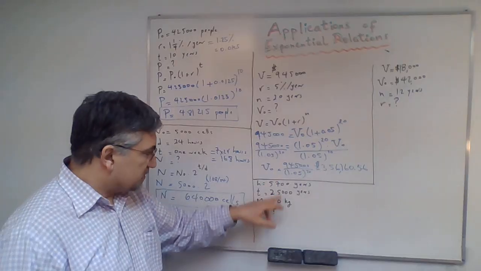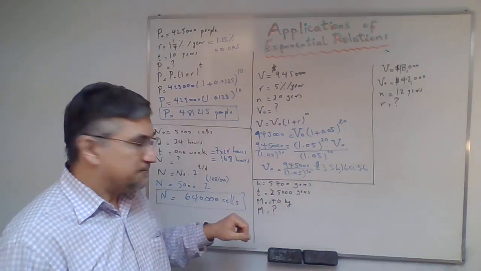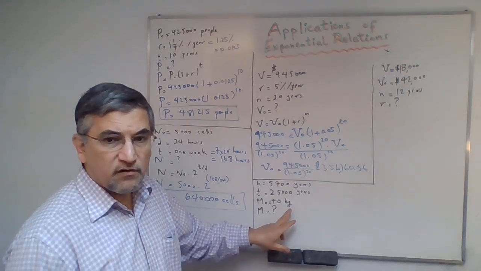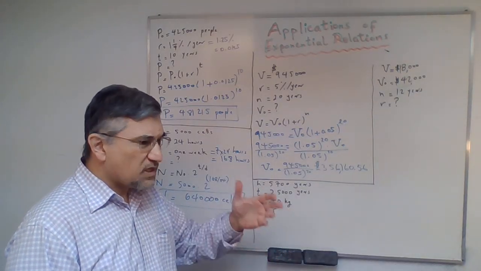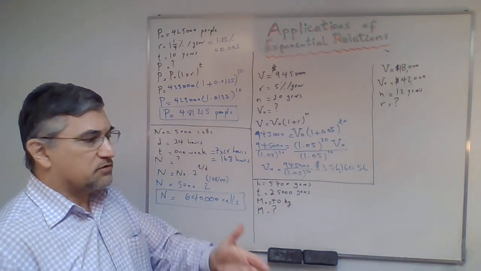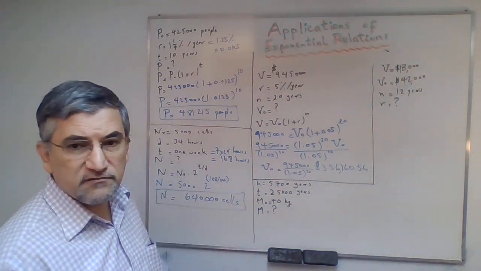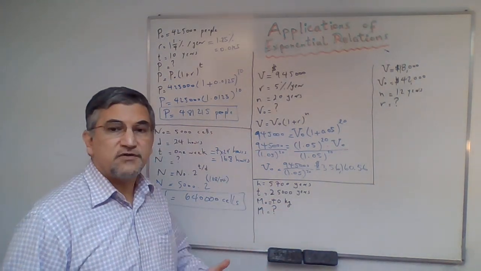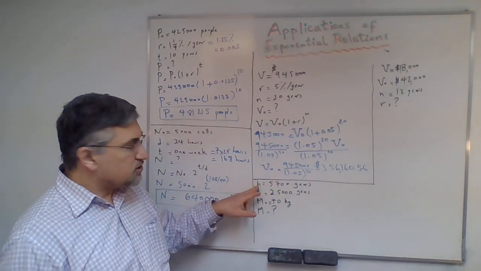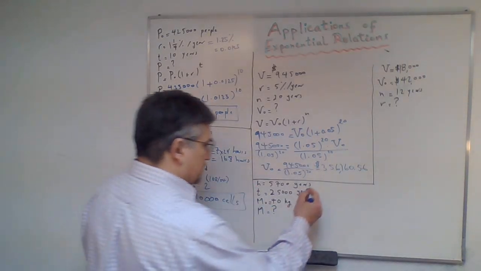Next one, it's about exponential decay. We have 40 kilograms of some sort of radioactive substance, okay? It could be radium, it could be strontium, it could be any kind of chemical radioactive element. 40 kilograms. And H here stands for half-life, okay?